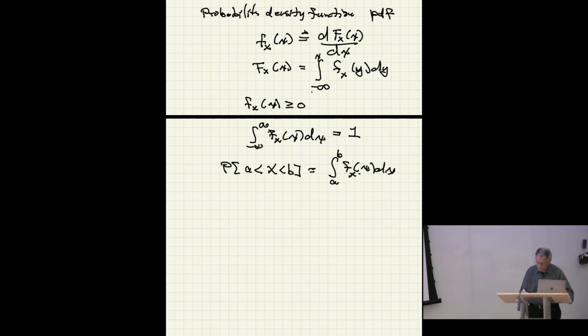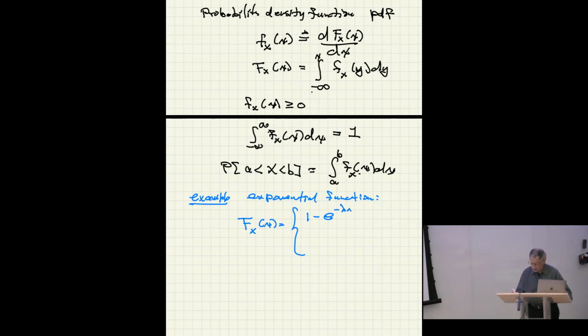I'll put this in blue now. The example I want is the exponential function. This is the most popular one we're going to use. In queuing theory, it occurs all the time. And it's the following. It's the case where the distribution function, capital F sub x, is equal to one of two things. Either 1 minus e to the minus lambda x, where lambda is just a number, for x greater than or equal to 0, or 0 for x less than 0.